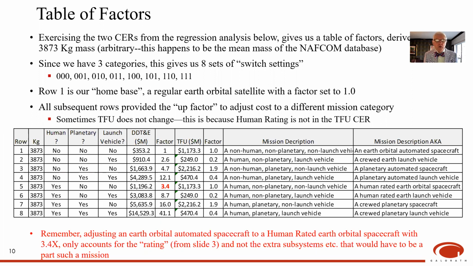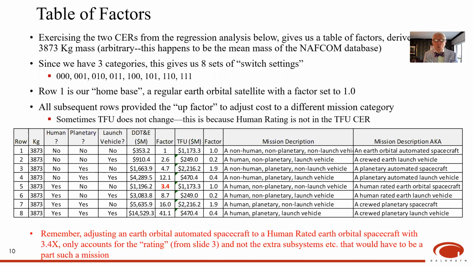Row 2, we use the same mass. This time we're going to set that third switch setting for launch vehicle to yes. That's the 001 enumeration in our list there. We get a new development cost, a higher development cost, and we get a lower TFU cost. The reason we get a lower TFU cost there, my hypothesis is that in general, on the launch vehicle production side, the production of launch vehicles, they're optimized for production costs because we know we're going to build dozens or scores or hundreds of launch vehicles. And so therefore their cost is less than an Earth orbital automated spacecraft on the production cost side.